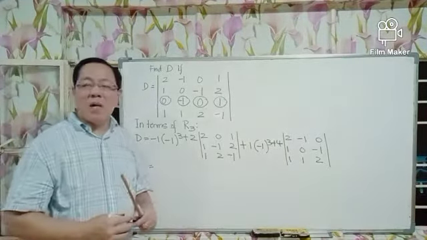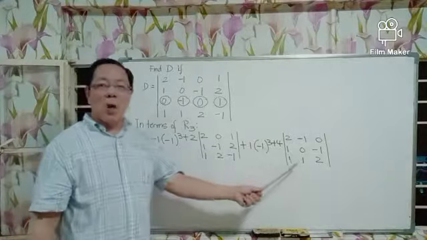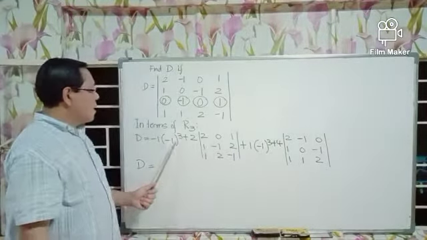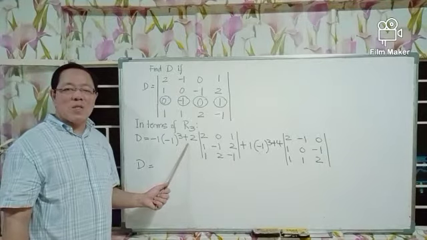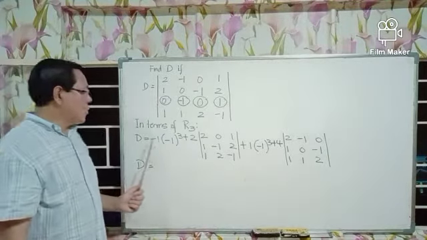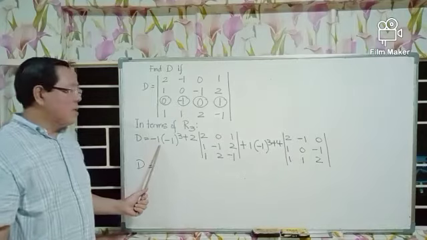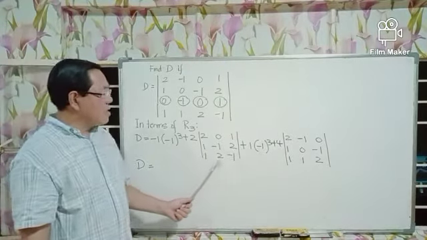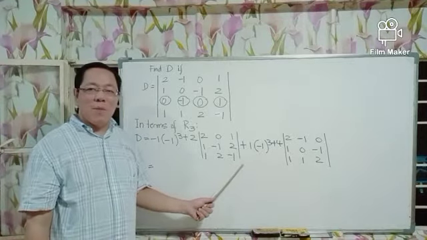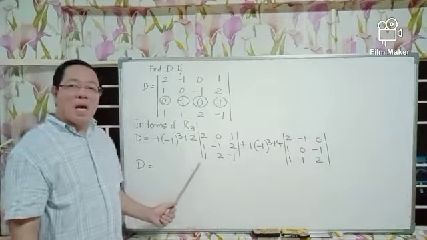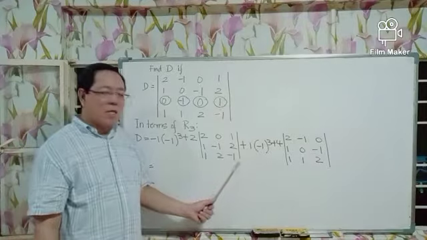We simplify by evaluating each determinant of order 3. And negative 1 raised to 3 plus 2 is equal to negative 1 raised to 5, which is equal to negative 1. Multiplied by negative 1 is positive 1. Multiplied by this determinant of order 3 is equal to this determinant of order 3. Thus, for the first term, we simply evaluate this determinant of order 3.